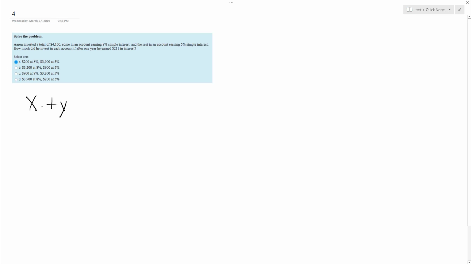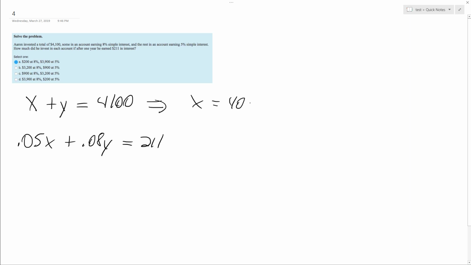So x plus y, the amount invested in each, add up to 4,100. And then we'll just make the x value 0.05x and the y value 0.08y equal to $211. So we can just substitute here. So we'll make x equal to 4,100 minus y, and then we'll sub this into the second equation.